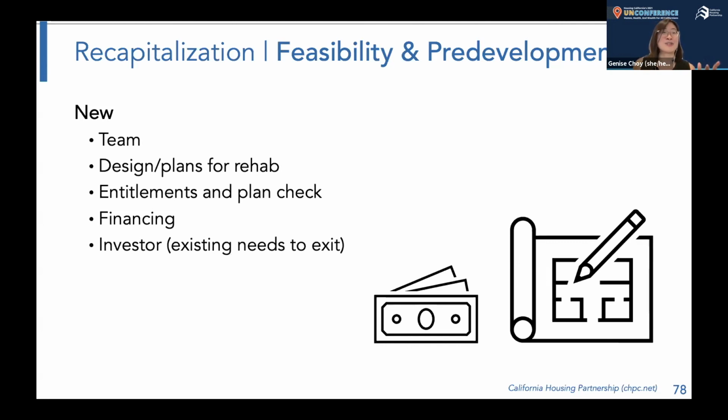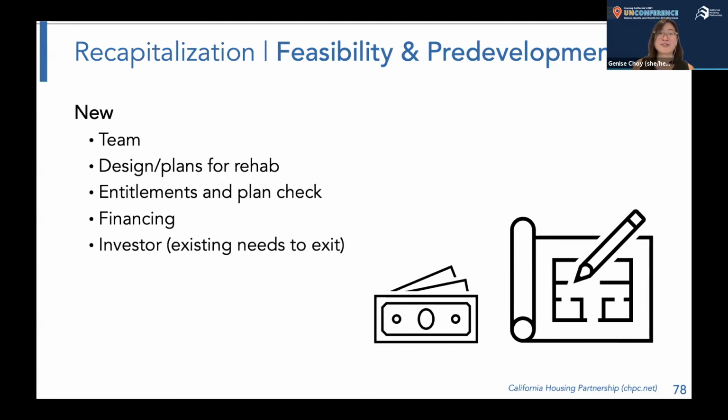Lastly, in order to do any recapitalization, or especially if you're looking for a new influx of tax credits, you need your existing investor to exit. This is a really hot topic right now. There's actually a whole session coming up after this one on year 15 exits.